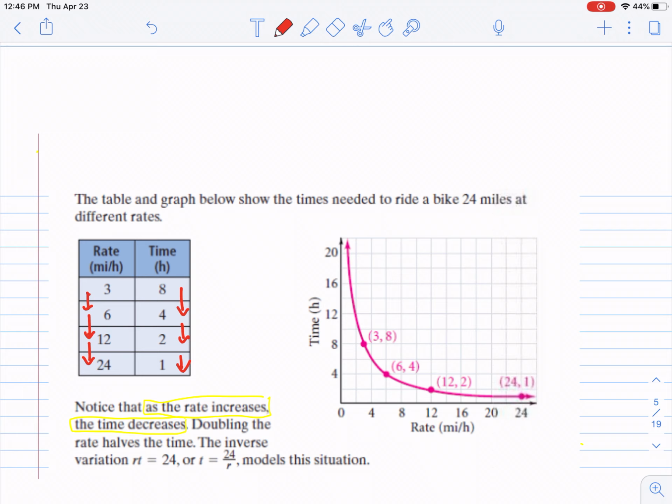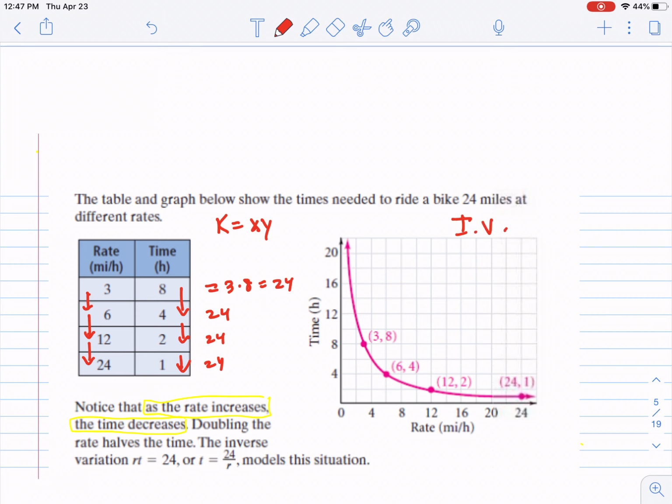Let's just look really quickly here. If you remember, on an inverse variation, I said that k is equal to x times y. Well, look, right here. My x times y is 3 times 8, which is 24. 6 times 4, 24. 12 times 2, 24. 24 times 1, 24. So this is an inverse variation.